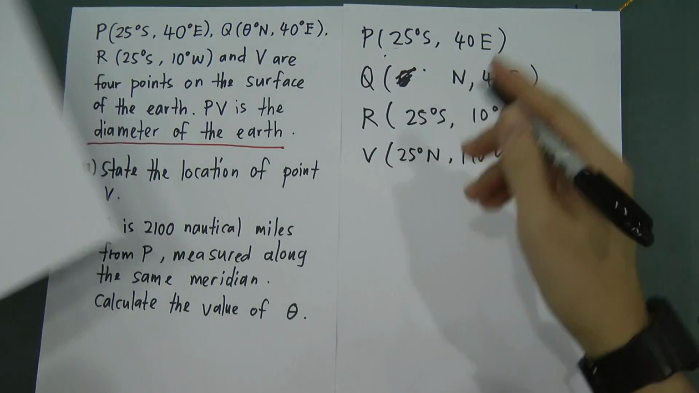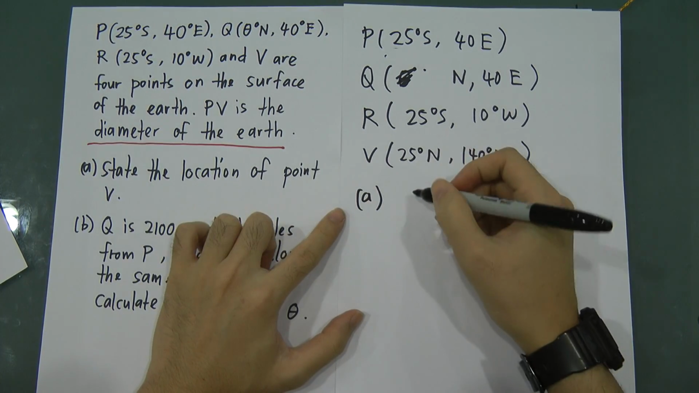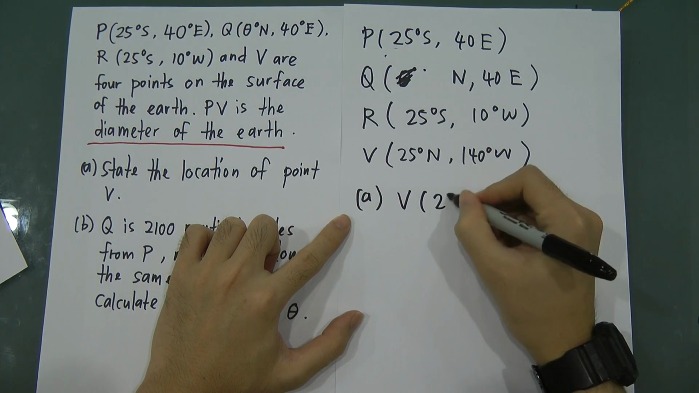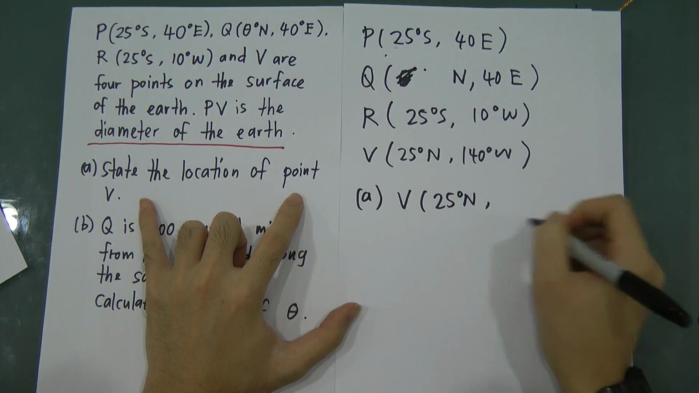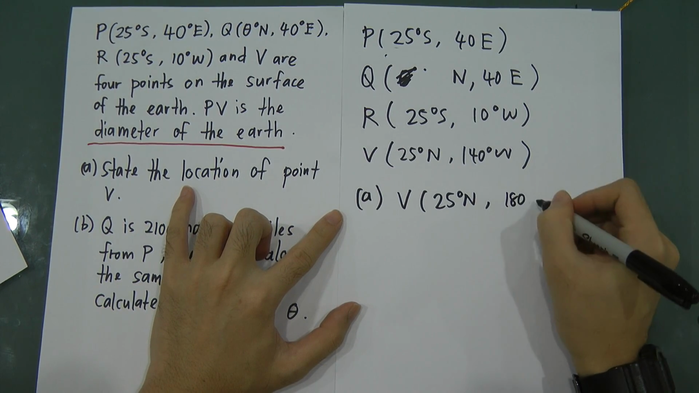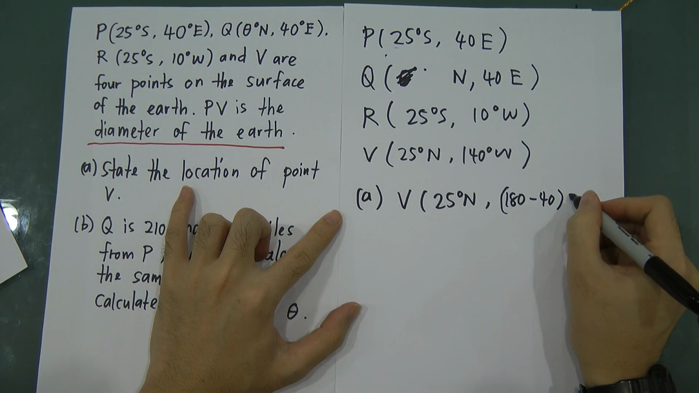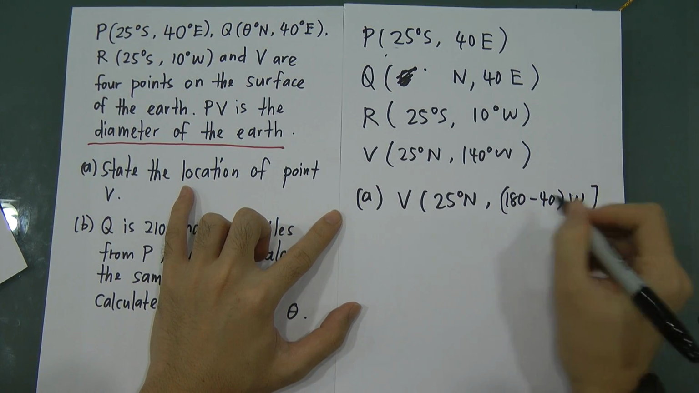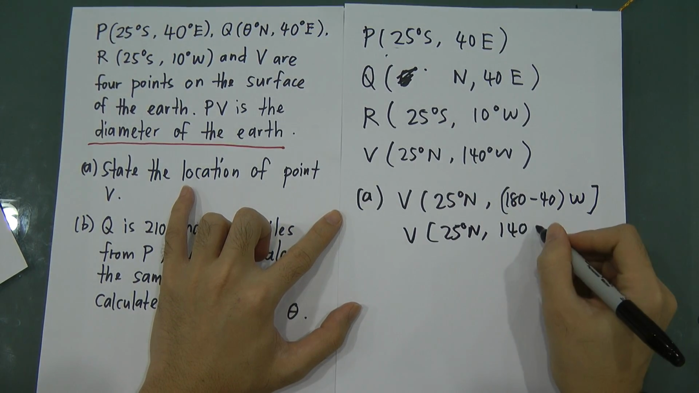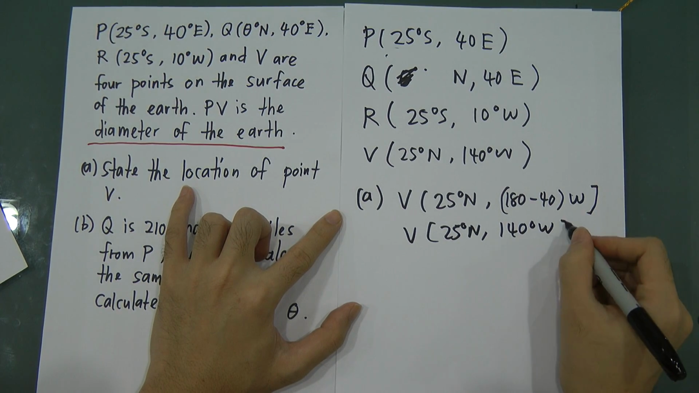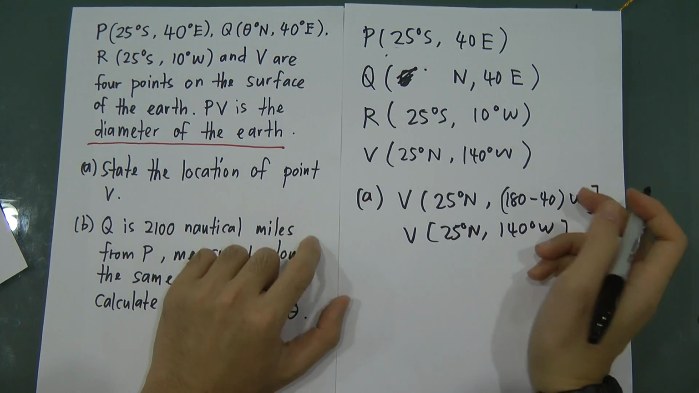However, in the exam, I believe you need to write a few more steps. For example, the first one, it's very easy. V, you can write 25 north, because this one is very direct. And then for the longitude, you need to write 180 minus 40, and then here you will write west. Alright, then only V will equal 25 north, 140 west. Then you will get full marks for that. It means at least you write something, because this is paper 2, you know you have to write something.